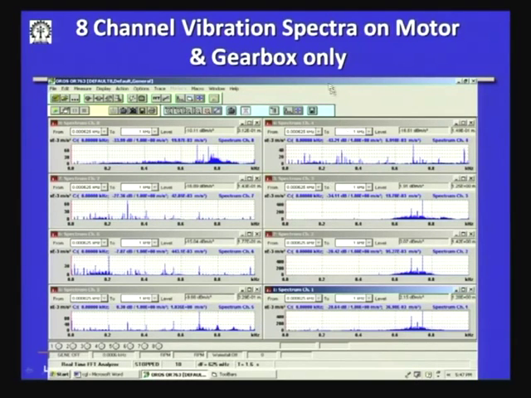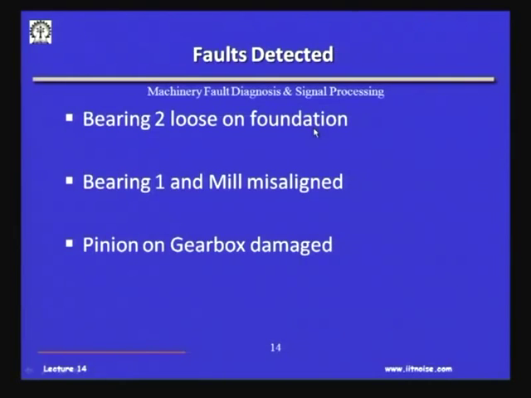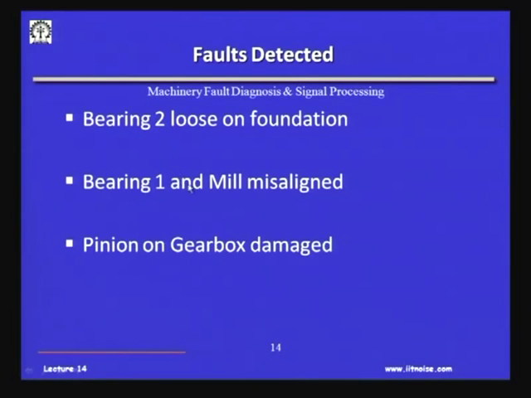And similarly, when we did it on the motor and gearbox only, we could see a spectrum of a different nature altogether. From this example, what happened? We could find out the characteristic frequencies of this signal, which were not apparent in the spectrum. But once we did the Cepstrum, we could find the characteristic quefrency in the Cepstrum, and we could pretty well conclude that bearing 2 was loose on the foundation, bearing 1 and the mill were misaligned, and the pinion on the gearbox was damaged.